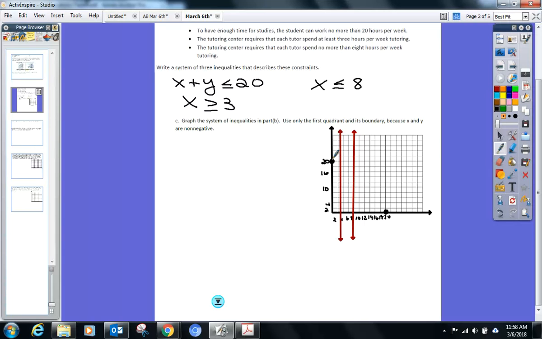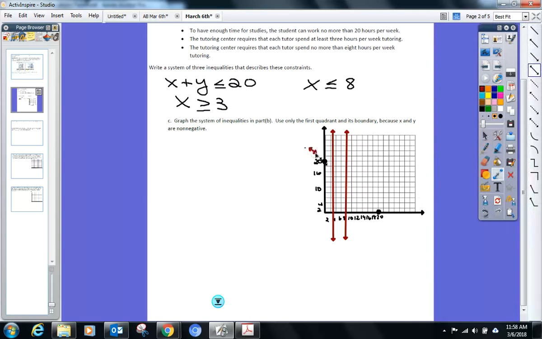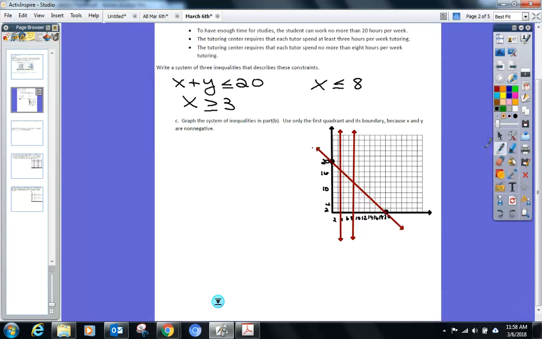We're getting better at graphing these lines. Nice job, everybody. You have all three lines graphed. Now start saying to yourself, should I be shading? And where will all of them intersect?